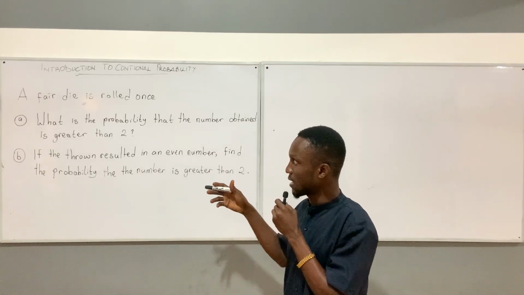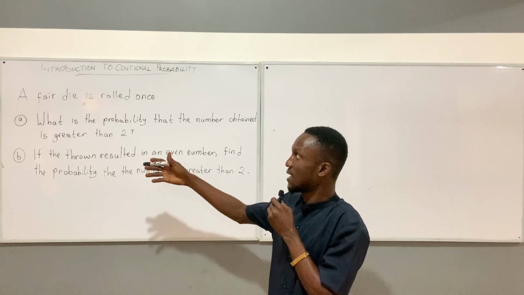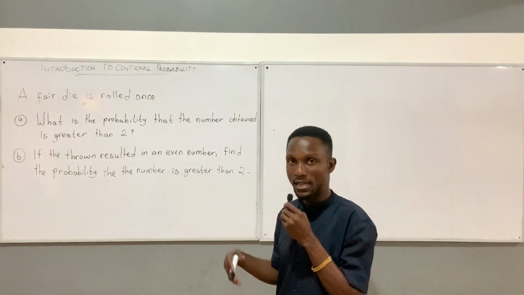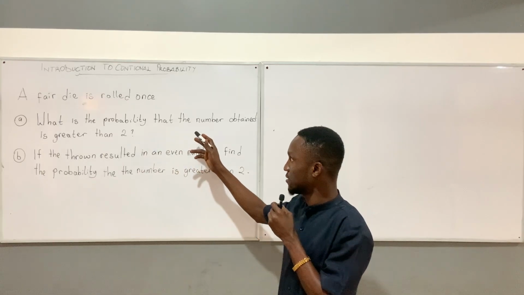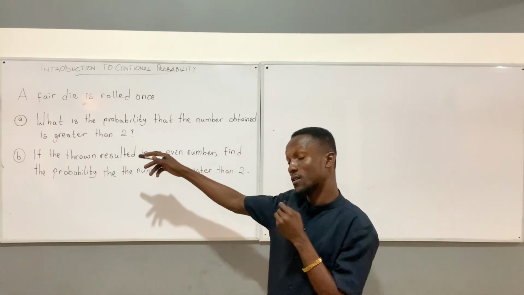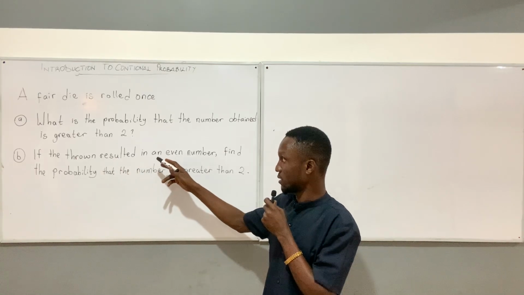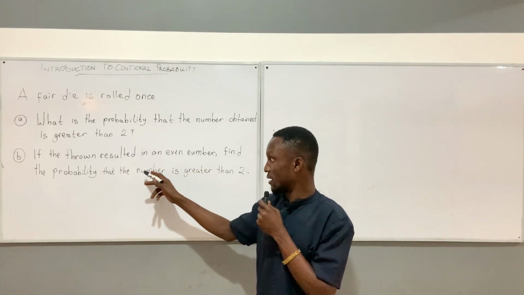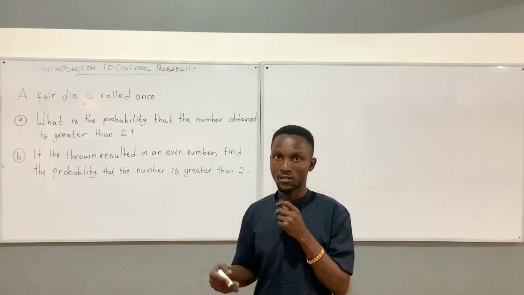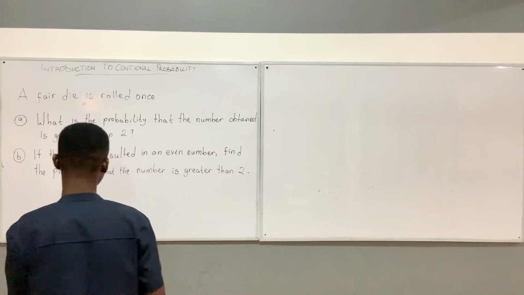Now, in this exercise, we have a very simple question which says that a fair die is rolled once. A ludo die was rolled once. What is the probability that the number obtained is greater than 2? And if the throw resulted in an even number, find the probability that the number is greater than 2. So let's find out. How are we going to solve this question?